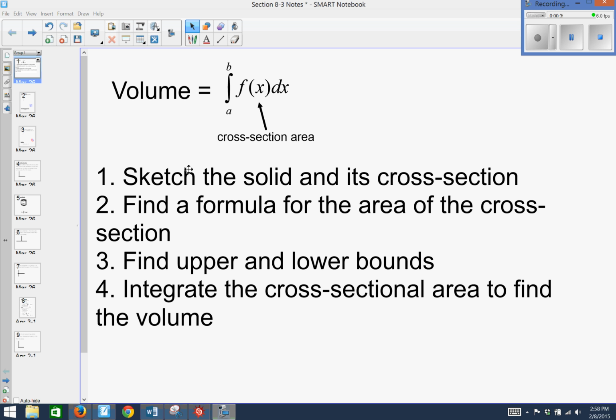So first idea is just get a picture so we can visualize what's happening. So we'll sketch the solid and we'll sketch its cross section. Then we need to figure out the area of that cross section, figure out what our upper and lower bounds will be, and then integrate so that we add up all the cross section areas, and that will give us the volume. There are several different methods involved in this.